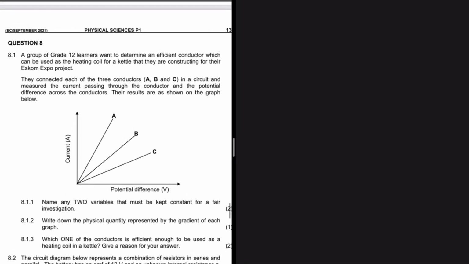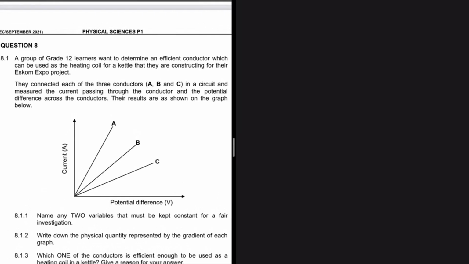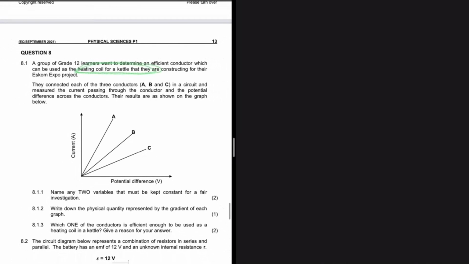A group of grade 12 learners want to determine an efficient conductor which can be used as the heating coil for a kettle that they're constructing for their ESCOM Expo project, right? So let's underline something here. We want to use this conductor as the heating coil for a kettle. The heating coil for a kettle. So they connected each of the 3 conductors A, B, and C in a circuit and measured the current passing through the conductor and the potential difference across the conductors. And their results are shown on the graph below, right? Clearly on the y-axis we have the current, and then on the x-axis we have the potential difference.